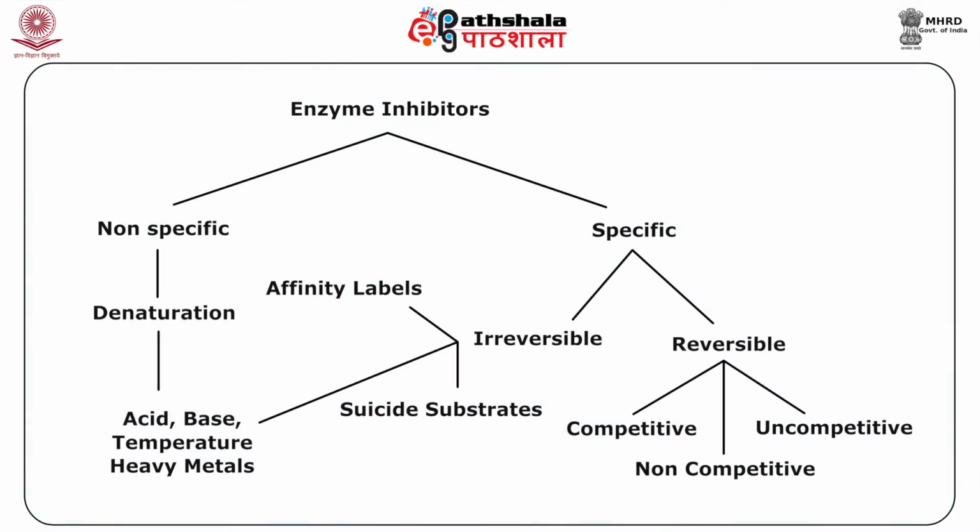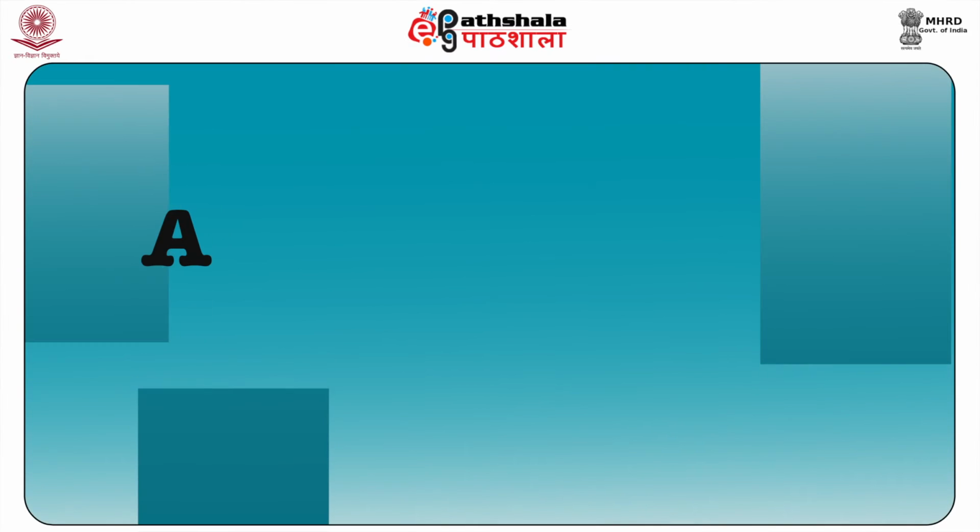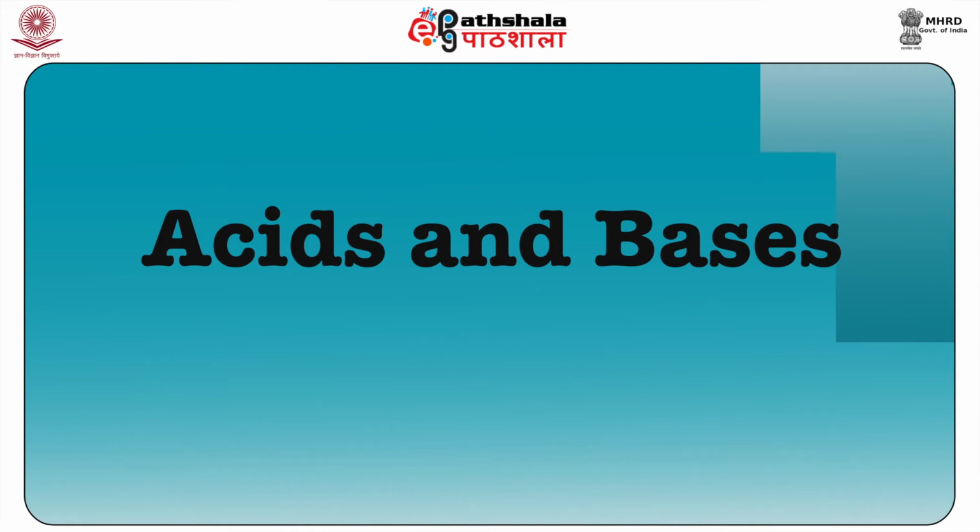Now here, students, you can see a flow chart showing different types of enzyme inhibitors. Acids and bases. Let us now talk about this topic. Enzyme activity is also controlled by pH. As the pH is decreased or increased, the nature of the various acid and amine groups on side chains is altered, with resulting changes in the overall shape of the enzyme.